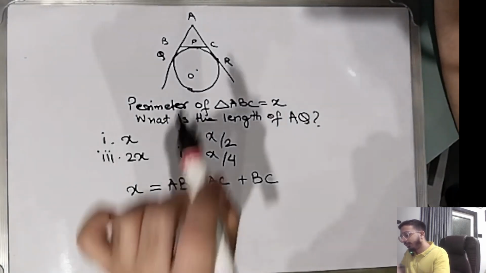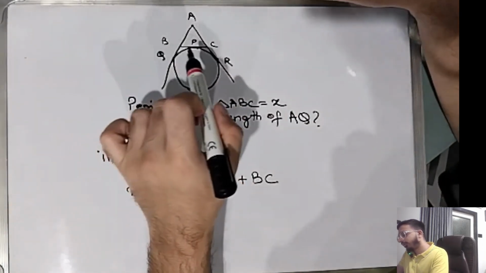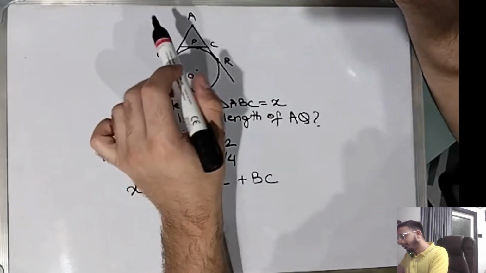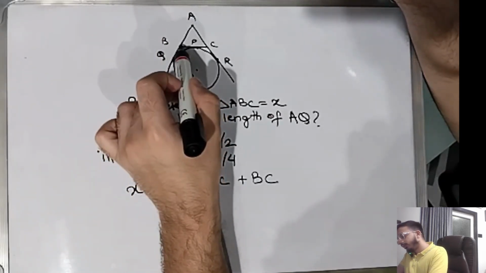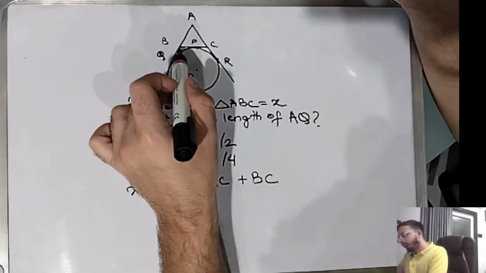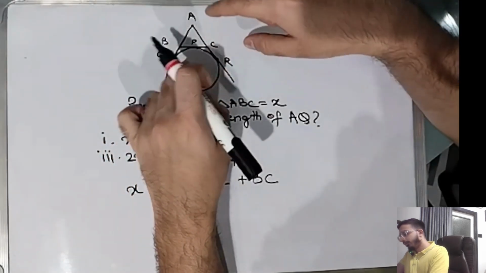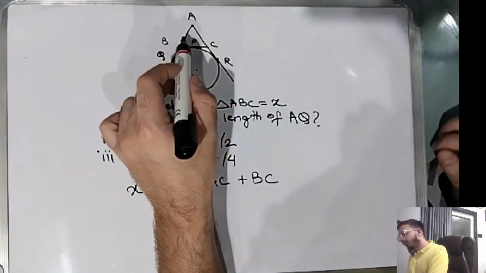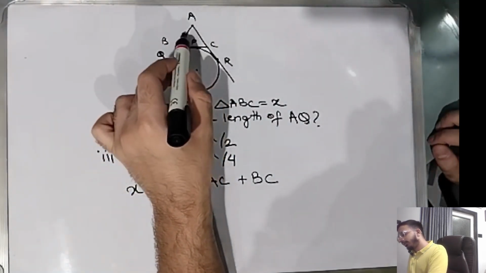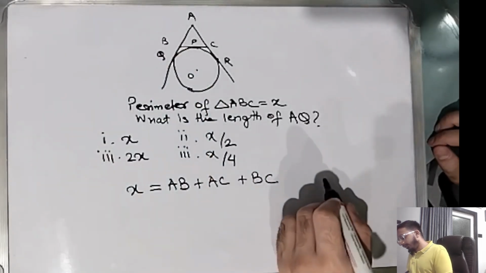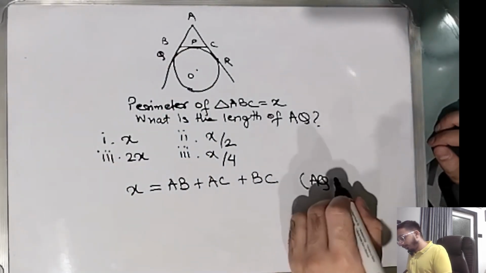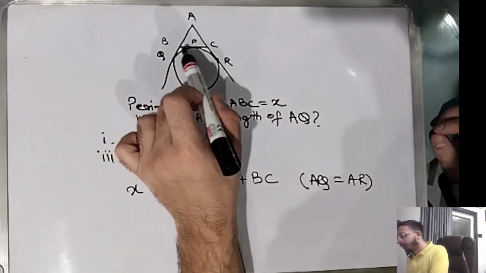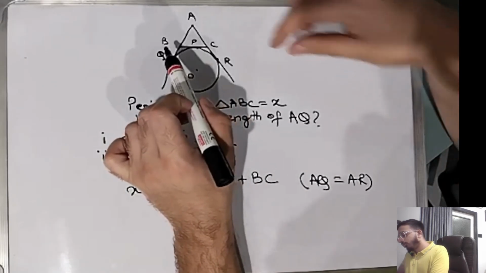Now applying the properties of tangents to a circle from a point outside the circle, we see that point A has two tangents on the circle. If you see properly, first of all, this one is very clear that point A has two tangents, AQ and AR, and they must be equal, right? So we write this information, AQ is equals to AR.